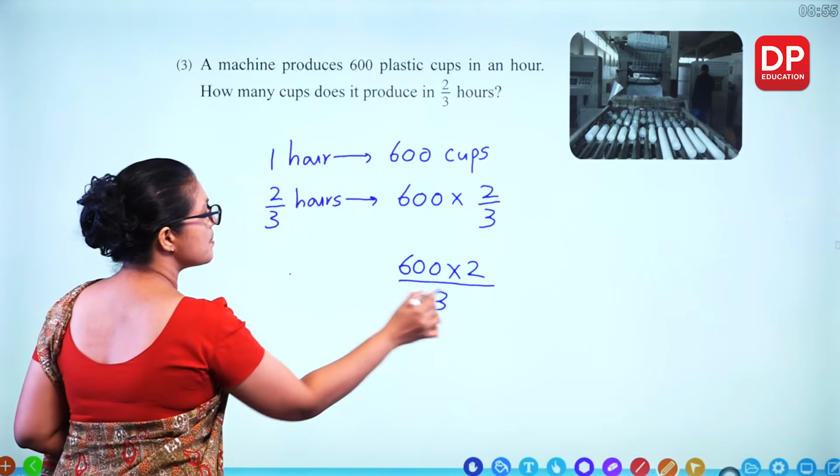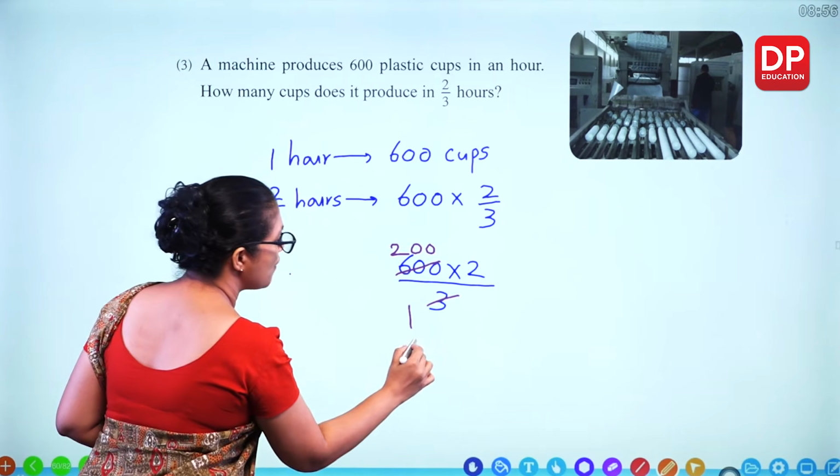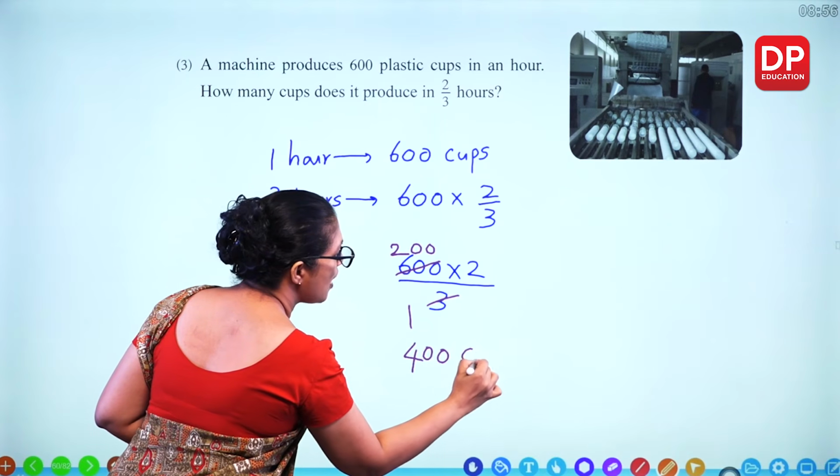Simplify. 3 times 1, 3 times 200. So you get 400 cups.